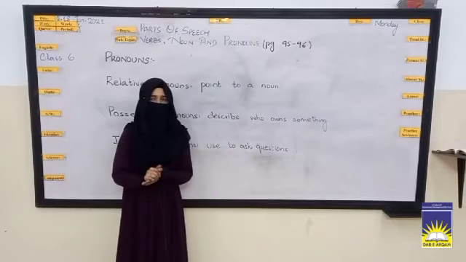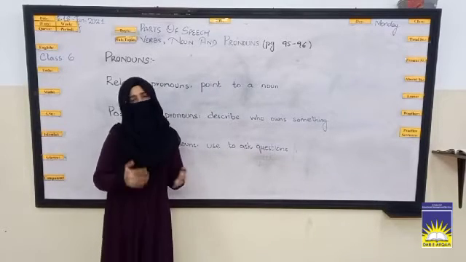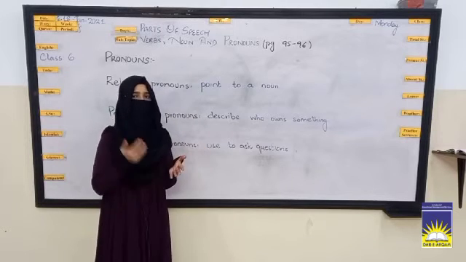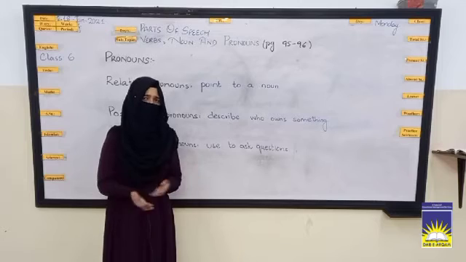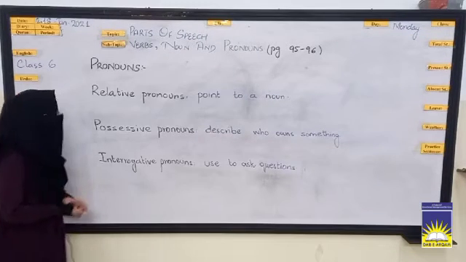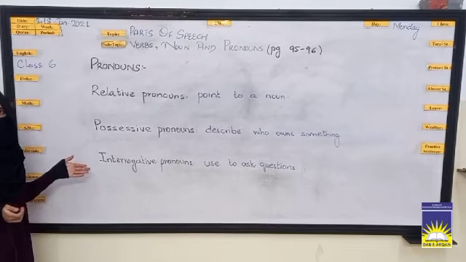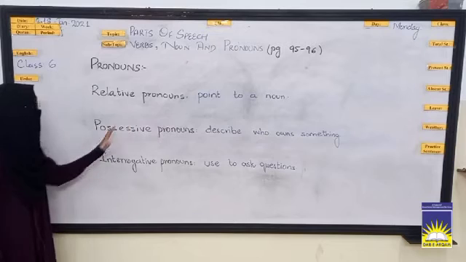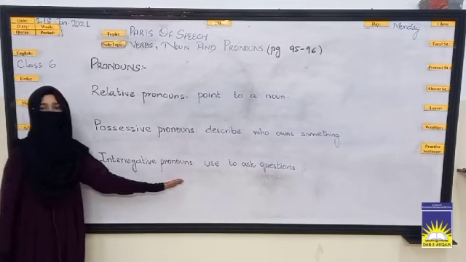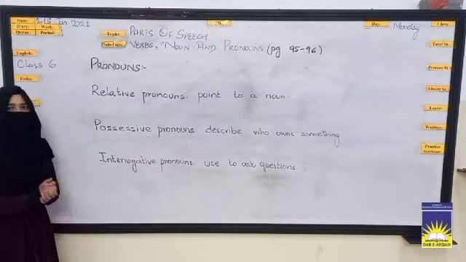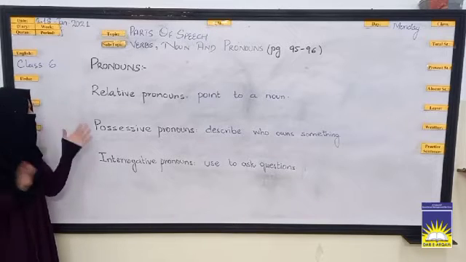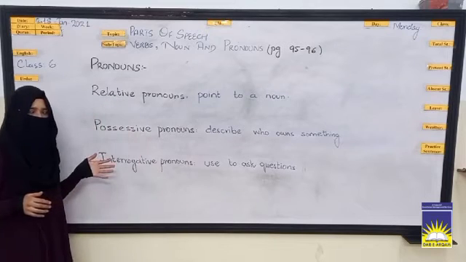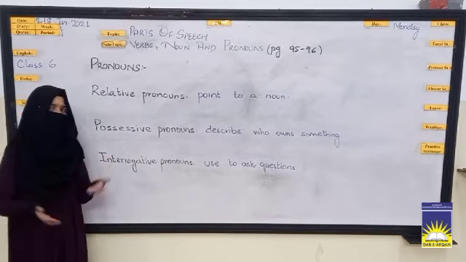Next concept we have is related to pronouns. And you know what is pronoun? Yes, those words which are used instead of a noun. For example, he, she, it, you, they, etc. In your book, these three types of pronouns are given. The first one is relative pronouns, then possessive pronouns, then interrogative pronouns. Now, what are these? These are very simple. You just have to learn these points and keep these points in your mind about each type of pronoun. So this will not be difficult for you.